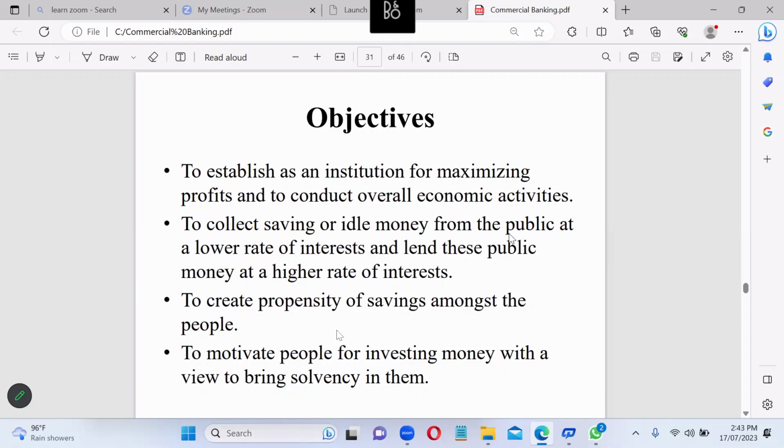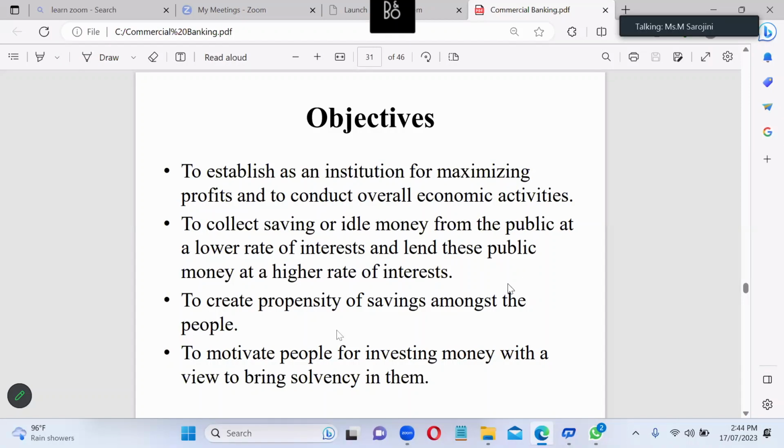Then they also capture the ladies, providing the Vanita Vasana account, and they are capturing pension holders, who have an account called Parinatha. So the objective of the commercial bank is to create prosperity of savings among the people. They have to capture each and every person. And finally, to motivate the people to invest money with a view to bring solvency to them.